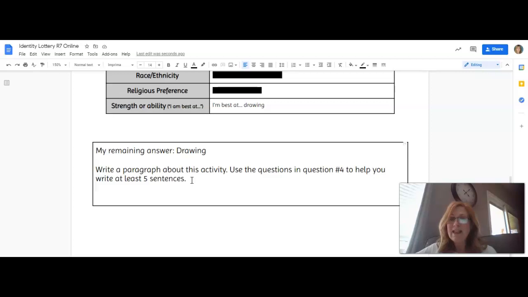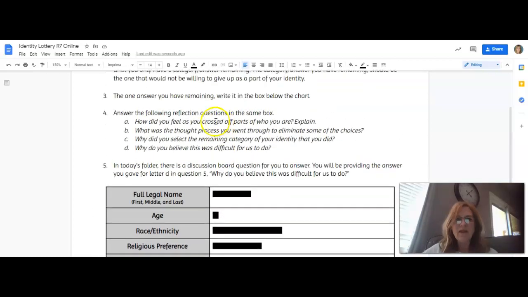Some of them might have been really easy to give up. Some of them might not have been easy to give up. Then just think through that: what were you thinking as you were doing that activity? Because it's going to make you think about what is and isn't important as a part of your identity. These questions are right here if you need help.